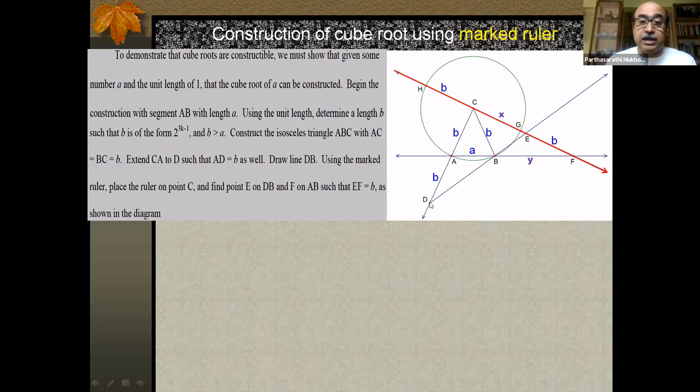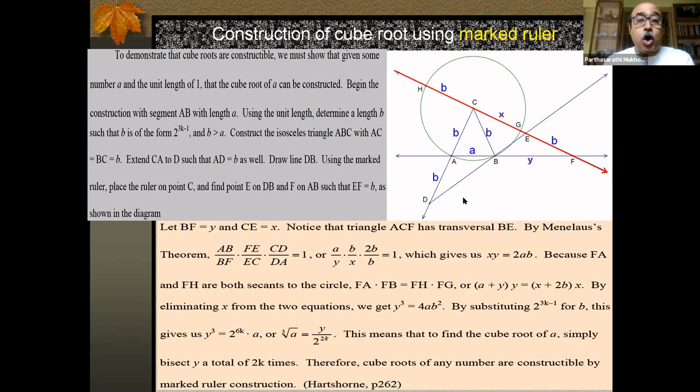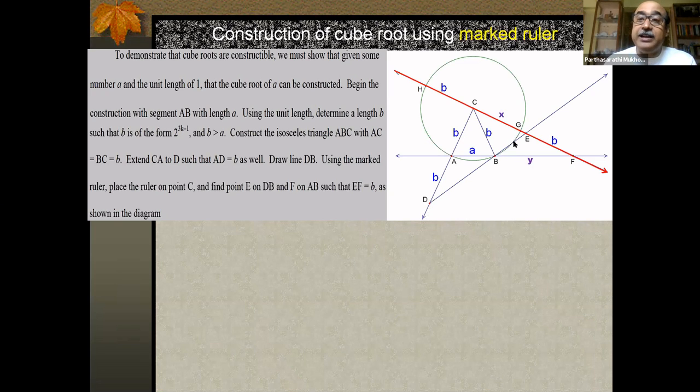So this is the construction done. Then draw the line DB and extend it. And then comes the neusis. Now you use your marked ruler. On the ruler, this length B is marked. You make this ruler pass through the point C and slide it in such a way that E is a point on this extended line DB. From that point to a point F on the extended AB, the length trapped between should be B. Accordingly, through C, you slide it and adjust it.